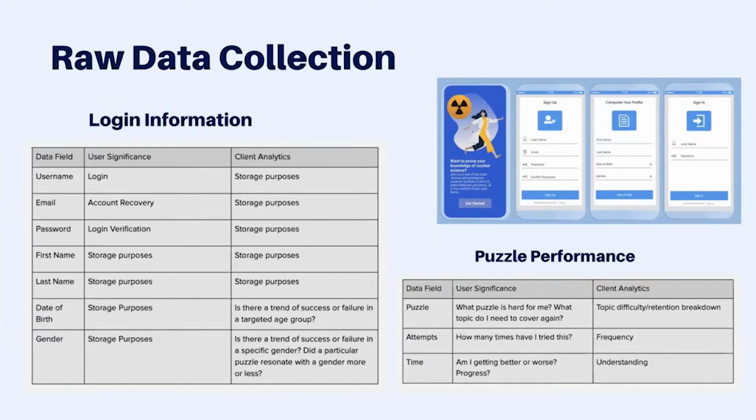So some of the data we collect are username, email, passwords, first name, last name, date of birth, and gender. And mainly we want to collect date of birth to see if a certain age group performs better on the puzzles. And also if a specific gender is better at a puzzle.